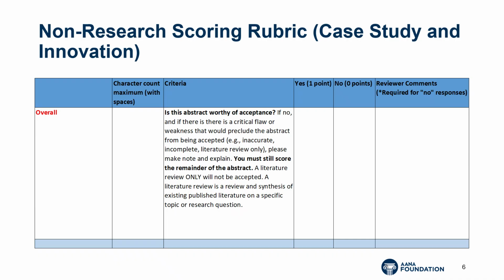If the reviewer indicates no, and there is a critical flaw or weakness that precludes the abstract from being accepted, the reviewer would have to make a note and explain. The reviewer would still score the remainder of the abstract. And please remember that a literature review only will not be accepted.